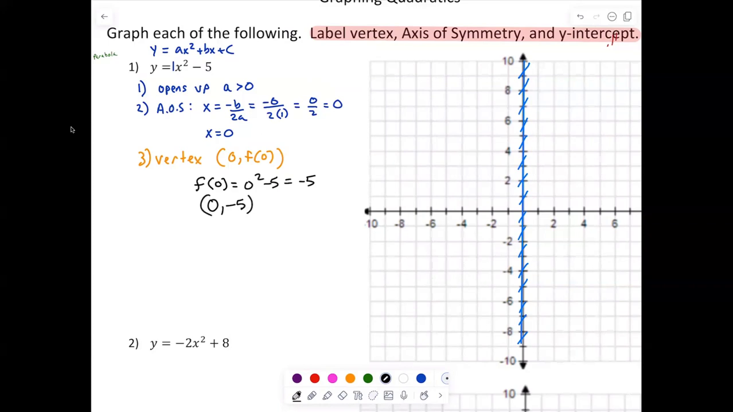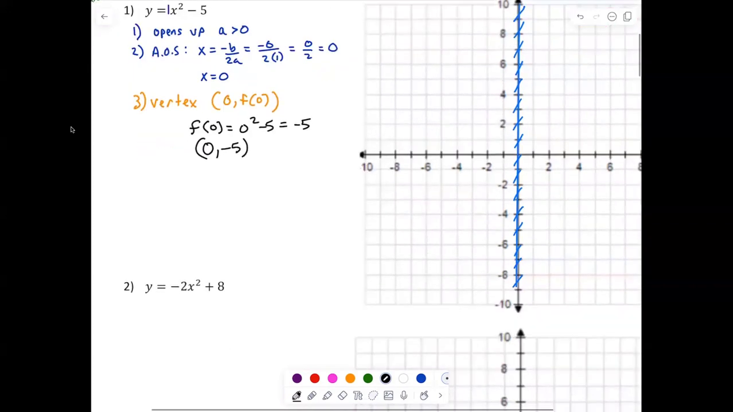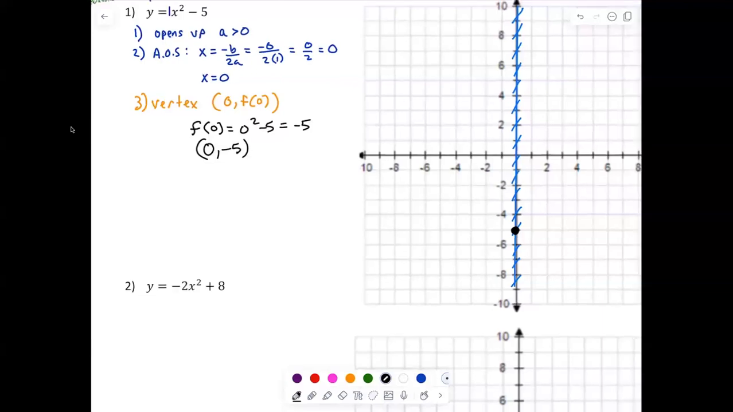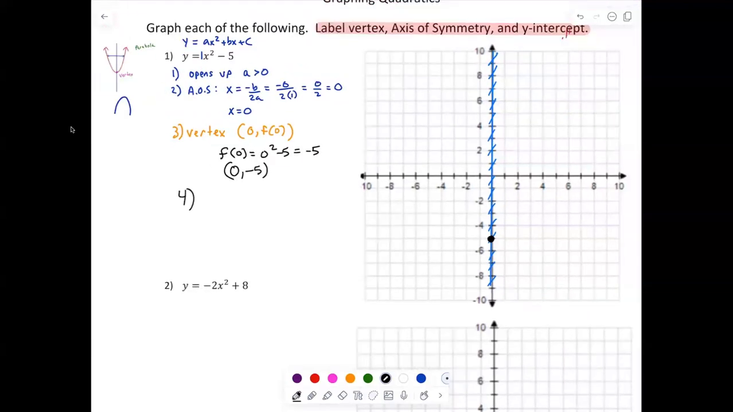Now I need everybody to plot the point 0, -5. All right, so there's the point 0, -5. Everybody's good with that? All right, next step. We are going to find the y-intercept. And I told you the y-intercept was always 0, comma, c. So in this case, the y-intercept is 0, comma, somebody? Thank you very much. 0, comma, -5.